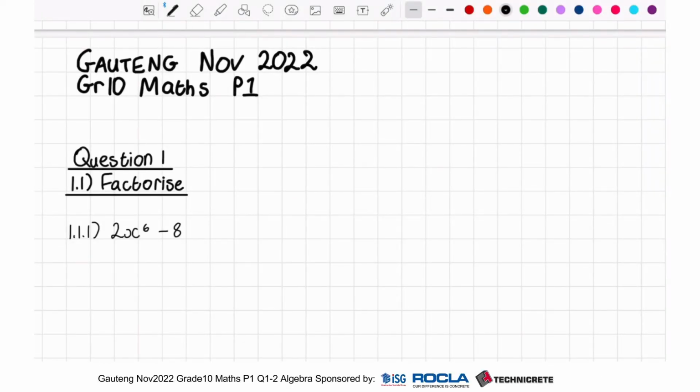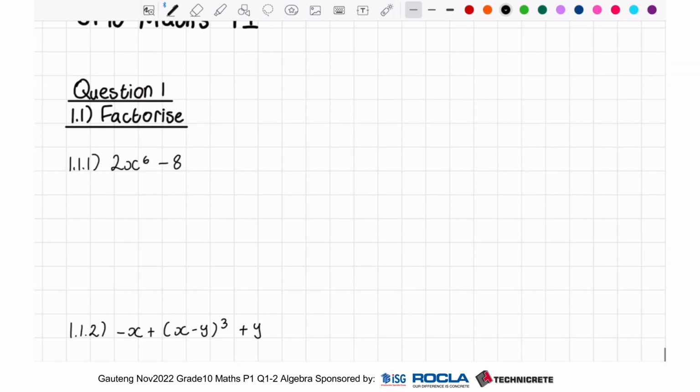Gauteng, November 2022, Grade 10 Maths Paper 1. Question 1, Part 1.1 is asking us to factorize the following.